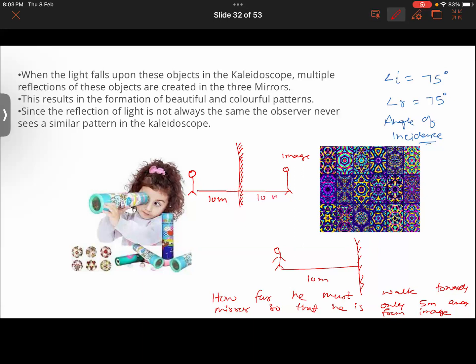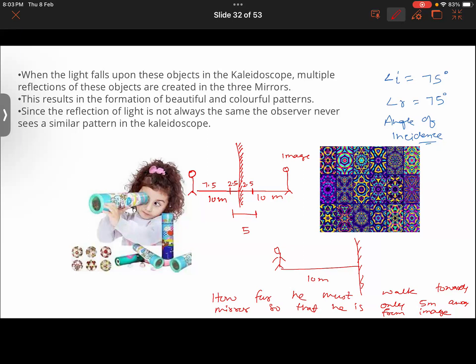So we know that the distance of the image from the plane mirror will also be 10, because that is the law. So in order to reduce the distance to only 5 meters, the distance between the two should be 5 meters. So this is 2.5 and this is 2.5. So he needs to walk 7.5 meters towards the mirror so that the distance between them is reduced to 5 meters only. Hope it is clear to everyone.